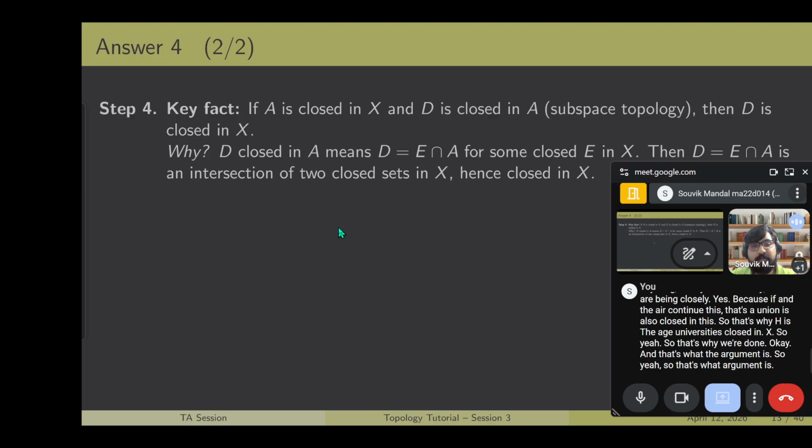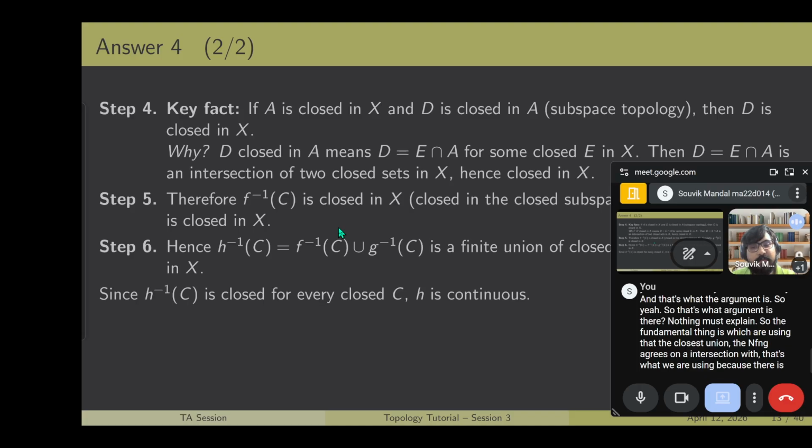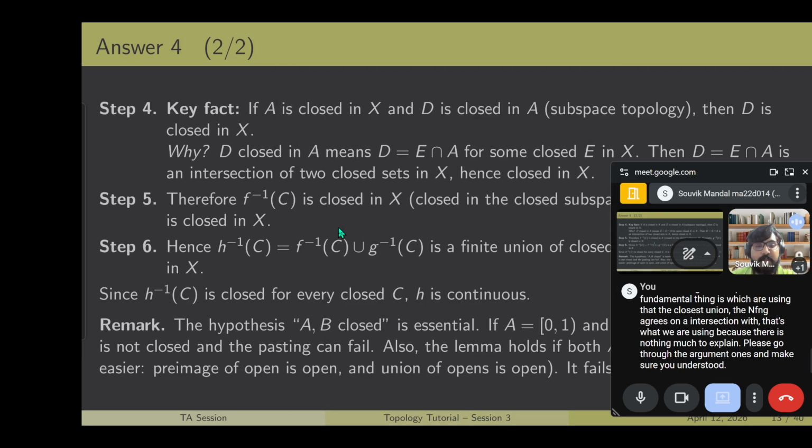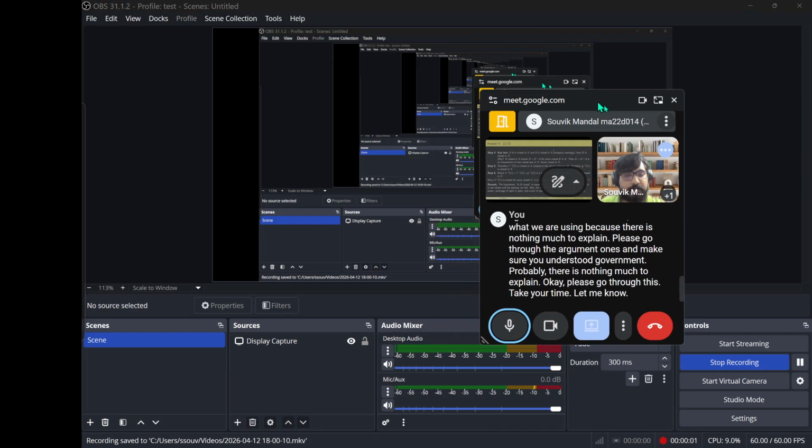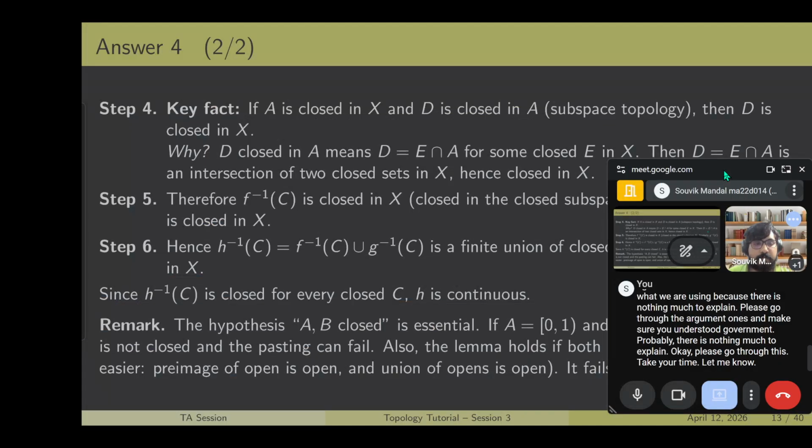So that's what the argument is. There's nothing much to explain. The fundamental thing we are using is that a finite union of closed sets is closed, and that F and G agree on the intersection of A and B. Please go through the argument once and make sure you understood it properly. Take your time. Let me know.